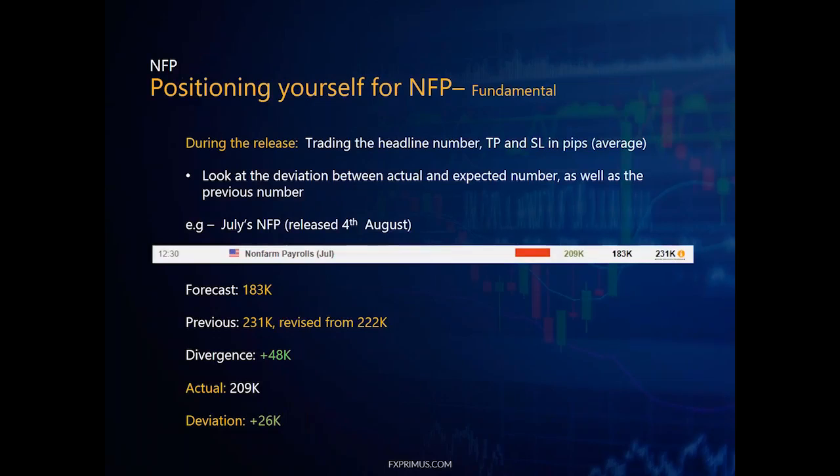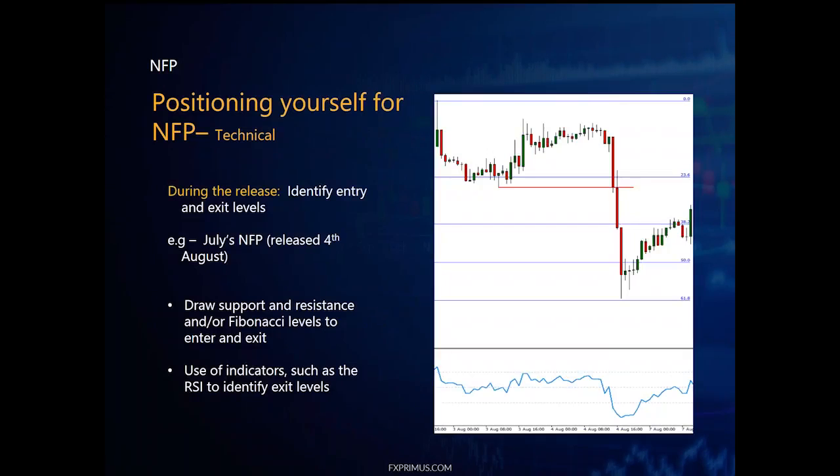For example, June's NFP deviation is a positive 26K. So assuming this 26K is an average, if August NFP comes out 26K better or worse, there are chances that the market moves, so the fluctuation will be the same as July's NFP in terms of pips. Now, if you add the revision number, of course, that would also make the estimate more accurate, more efficient. Now, let's see how to position yourself during the release using the technical methods.